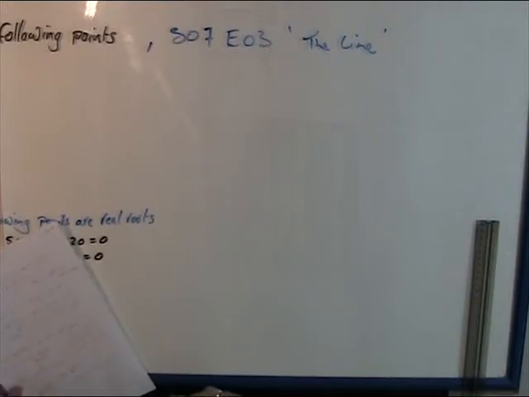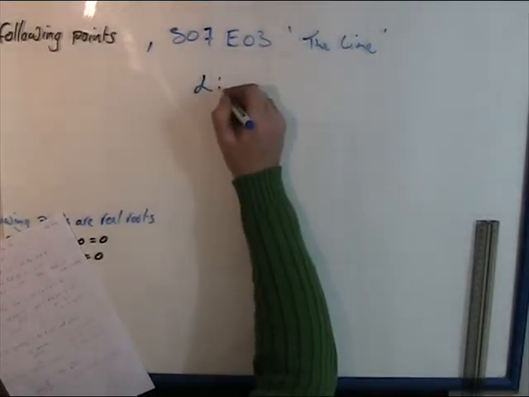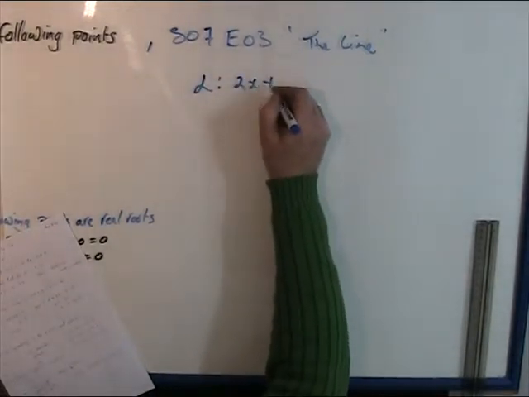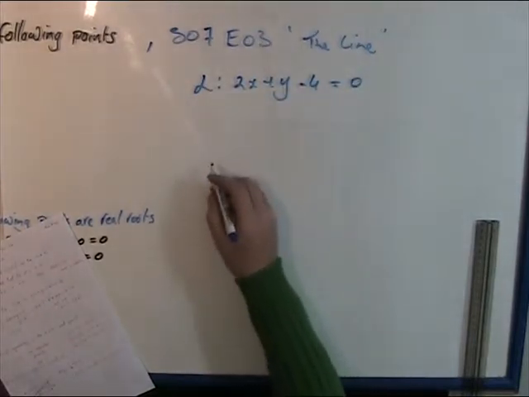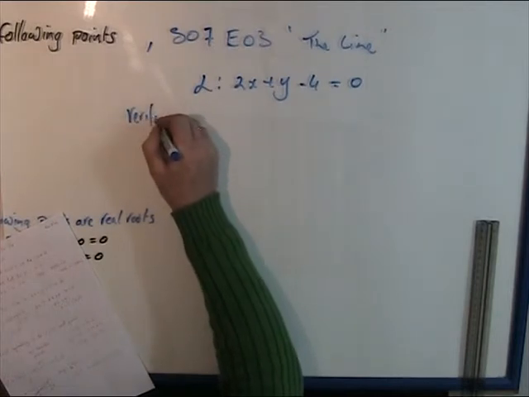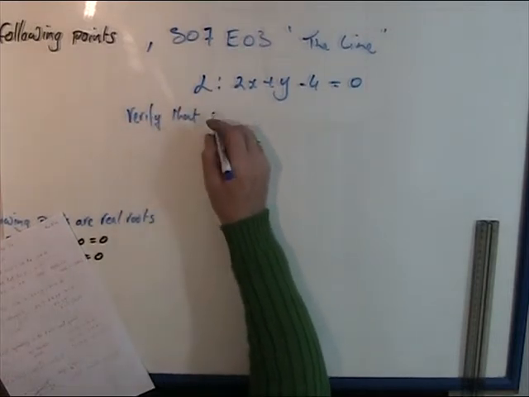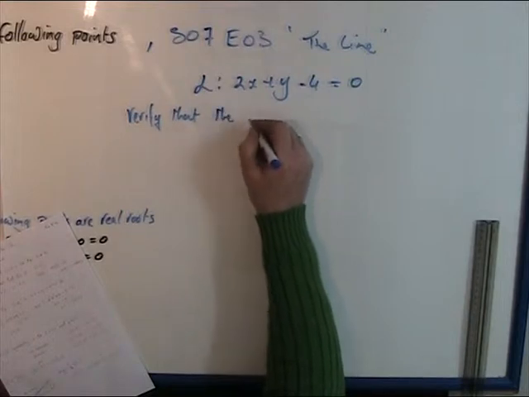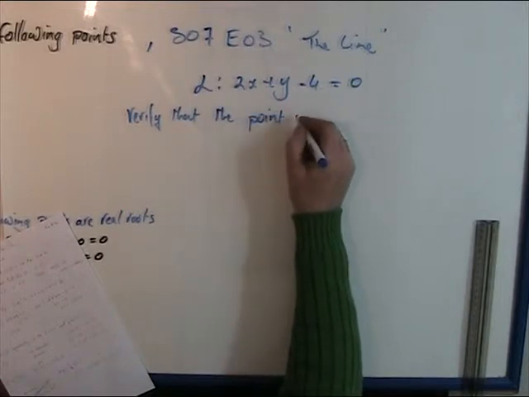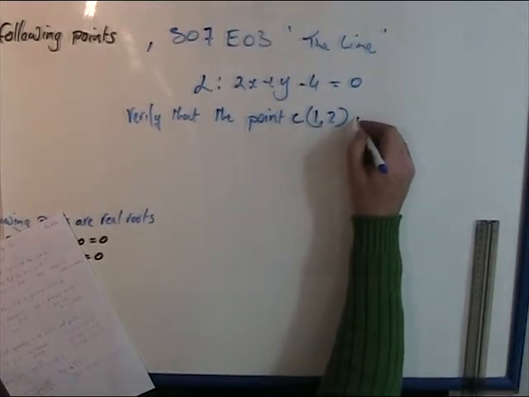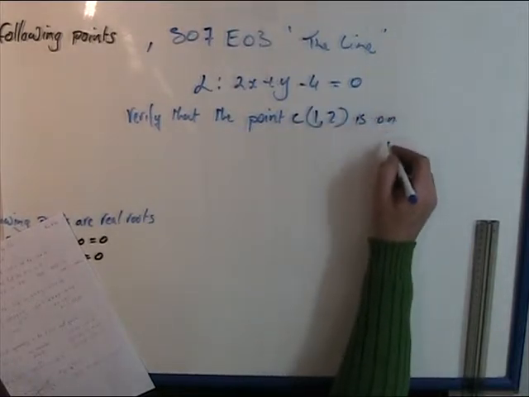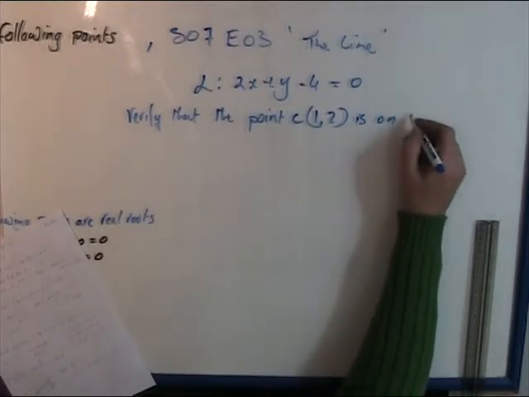translations of points in the x and y axis. So I'll just put out a sum here. L is a line 2x plus y minus 4 is equal to 0, and it says verify that the point C(1, 2) is on the line L.